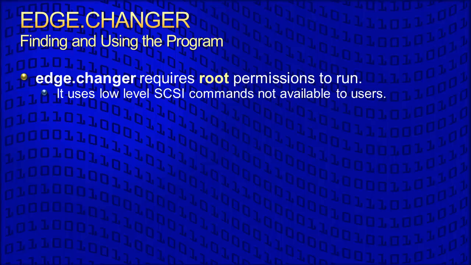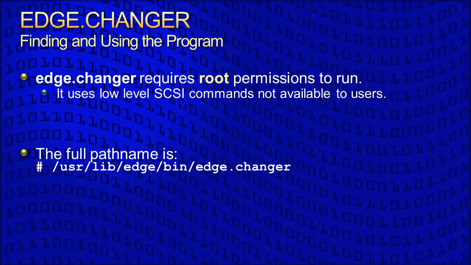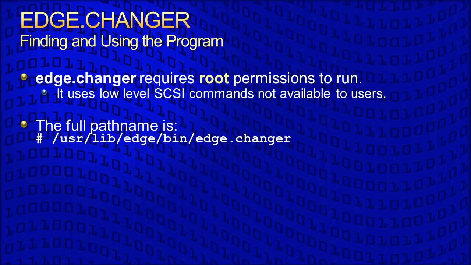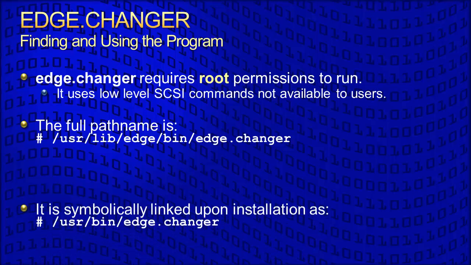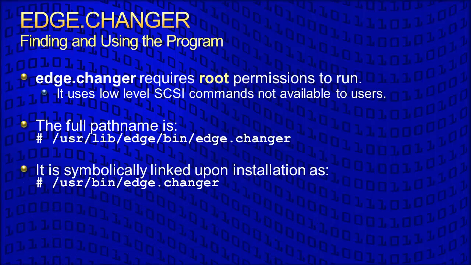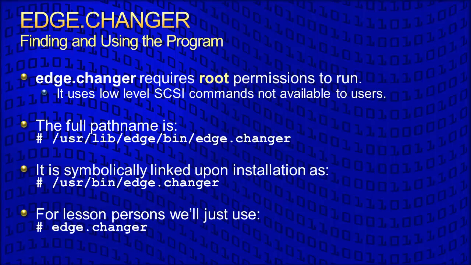Edge.changer requires root permissions to run. This is because it issues low-level SCSI commands that are not accessible to regular users. The full path name of the program is /usr/lib/edge/bin/edge.changer. It is symbolically linked upon installation as /usr/bin/edge.changer. Since this is normally in the user search path, for this demo, we'll use it just by typing edge.changer. You may want to use full path names in scripts and programs.